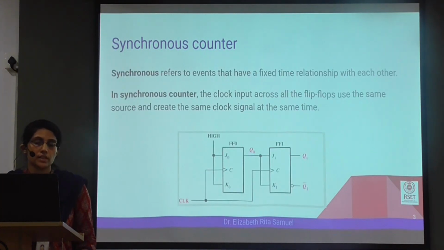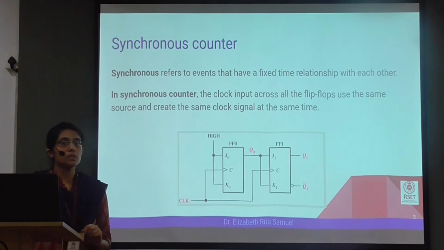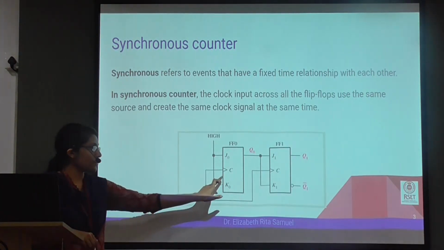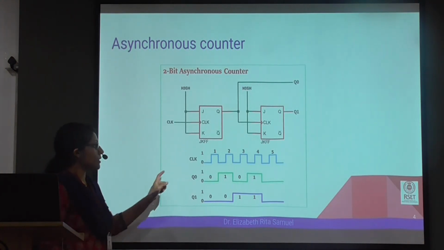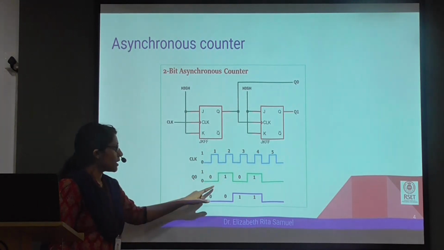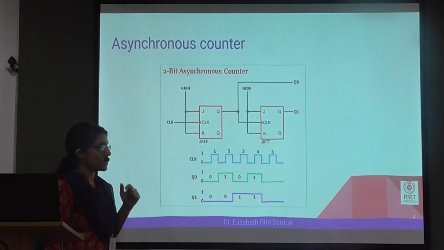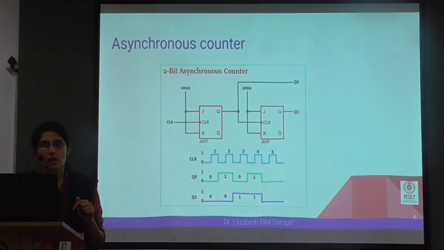Also, one major difference we can see between the synchronous counter and the asynchronous counter is that in a synchronous counter, the clock frequency to both the flip-flops is the same frequency. While if you look at an asynchronous counter, the frequency that is coming for the second flip-flop is different from that of the first flip-flop. So that is also one of the major differences in asynchronous and synchronous counters.